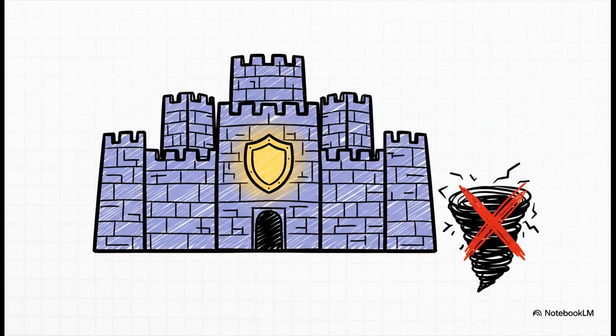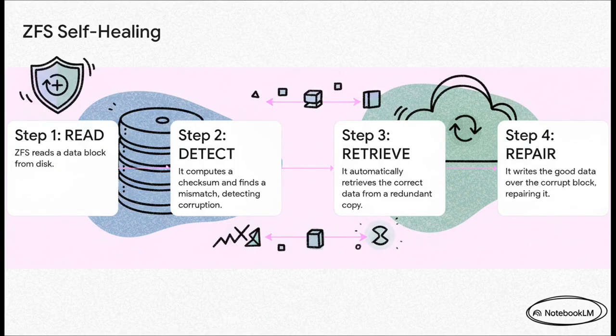So the crucial takeaway here is this. Because of copy on write, the state of your data on the physical disks is absolutely guaranteed to be consistent at all times. The write hole isn't just patched over. It is architecturally impossible. But wait. ZFS has another superpower: self-healing.